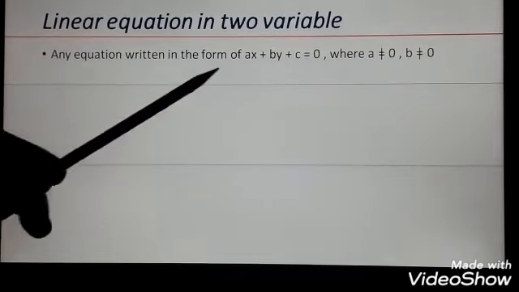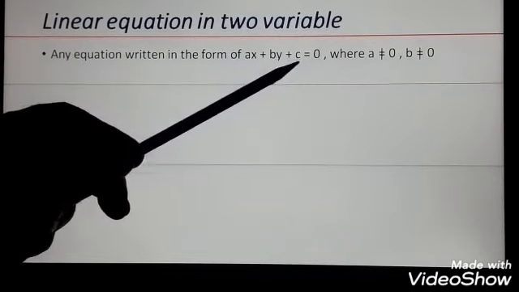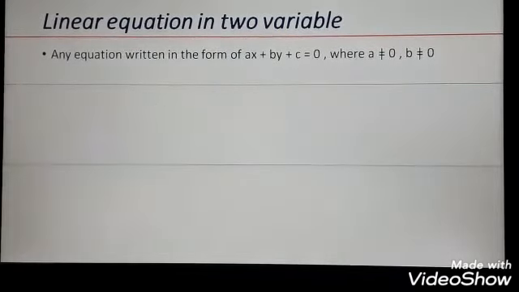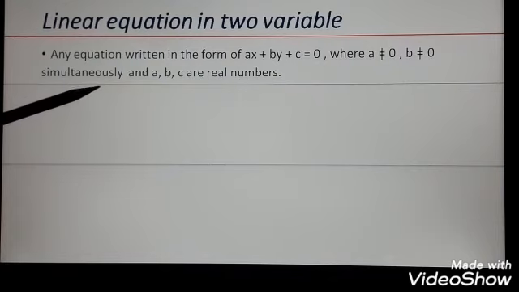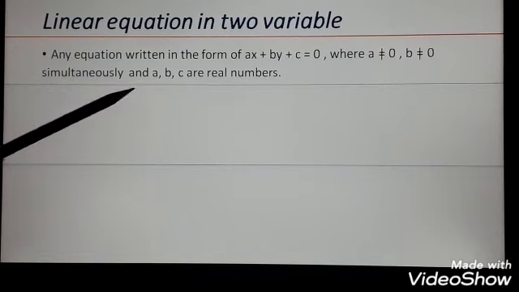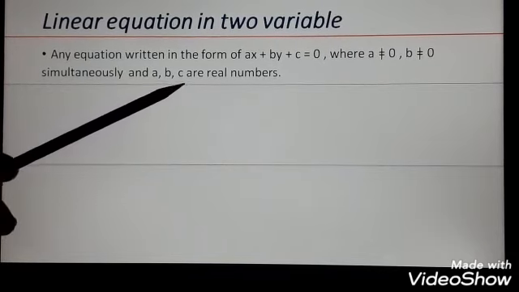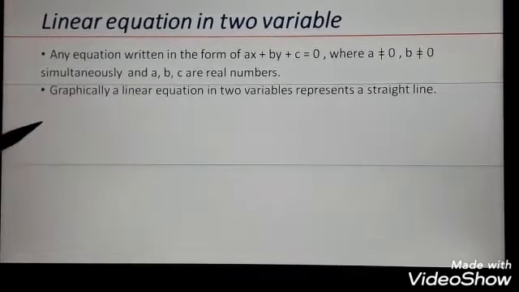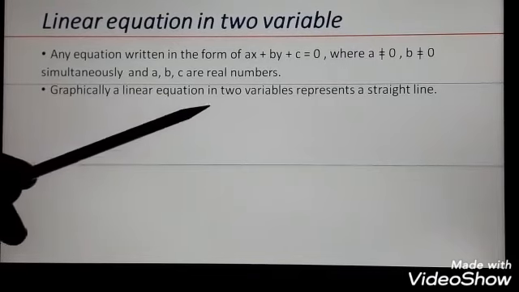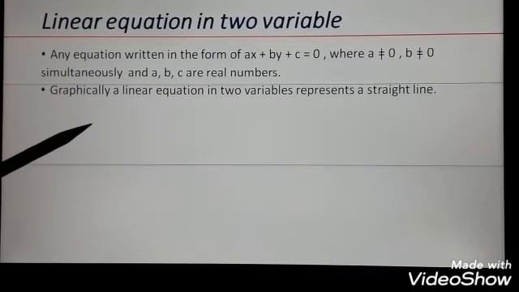Any equation written in the form of ax plus by plus c equal to 0, where a is not equal to 0, b is not equal to 0 simultaneously. They cannot be equal to 0 at the same time. One by one they can be 0, and a comma b comma c are real numbers. Graphically, a linear equation in two variables represents a straight line.